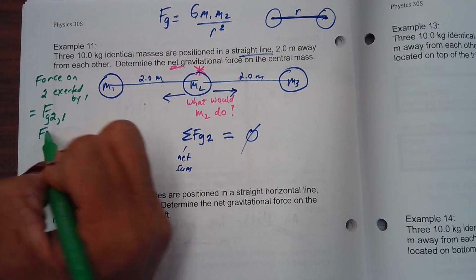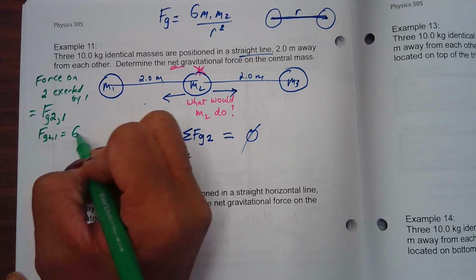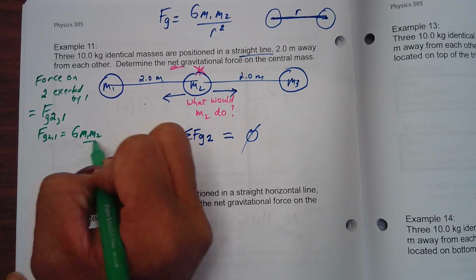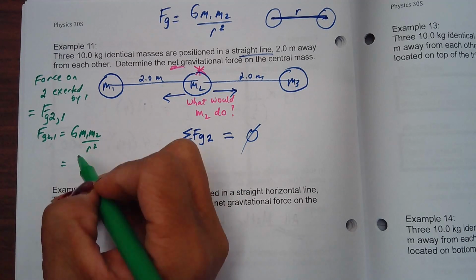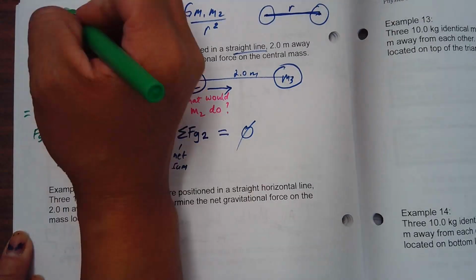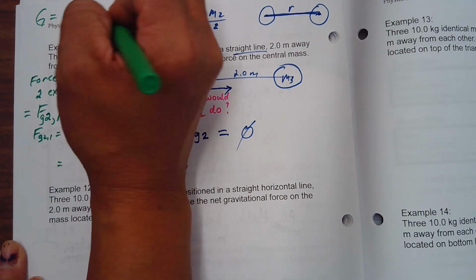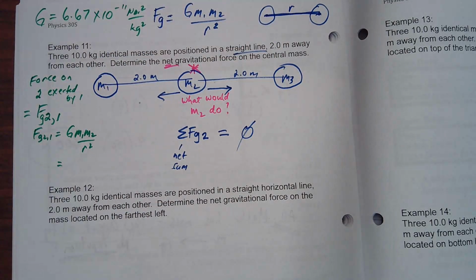Okay, so we're going to go F_G is equal to G M1 M2 over R squared, because we're dealing with what is happening between mass 1 and mass 2. So let's take our calculator. Remember that G, I'm just going to write G here so I don't have to keep writing it, is 6.67 times 10 to the negative 11 newton meter squared per kilogram squared. That's always going to be given to you.